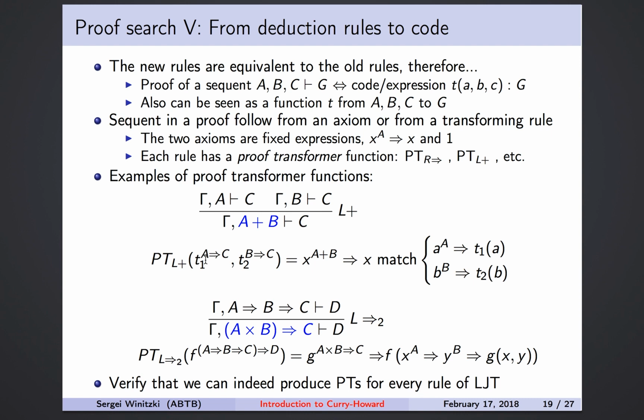So what we need is a function that takes A to C and B to C and returns a function from A plus B to C. And this is the code that does it. We take an argument of type A plus B and we return a match expression. If it's in the left, we apply t1 to that value and we get a C. If it's in the right, we apply t2 to that value and we get a C. So in any case, we get a C out of this. So this is a function from A plus B to C as required.